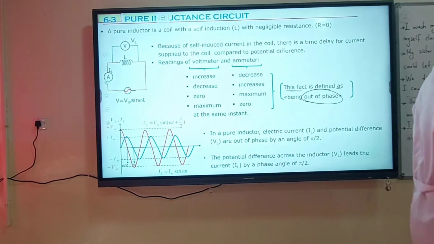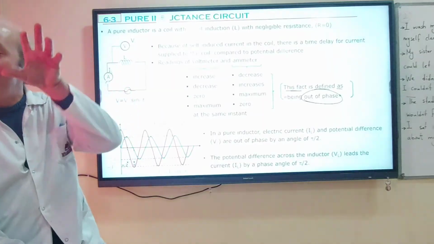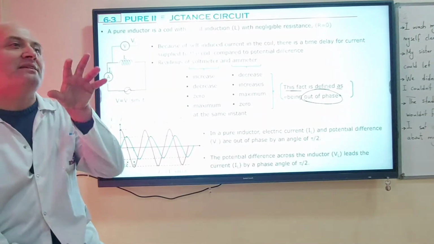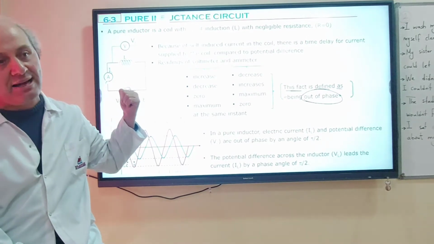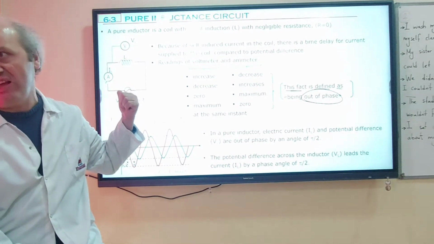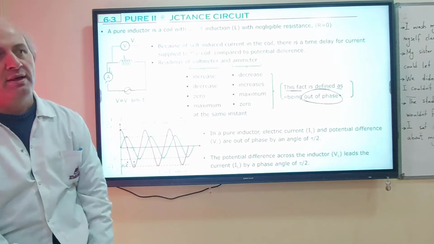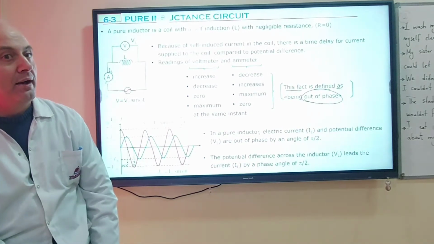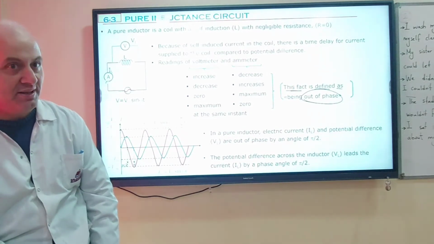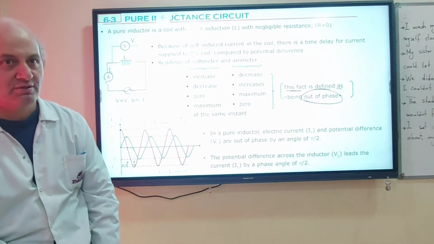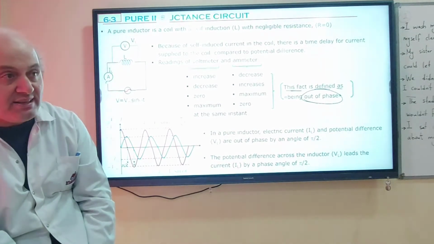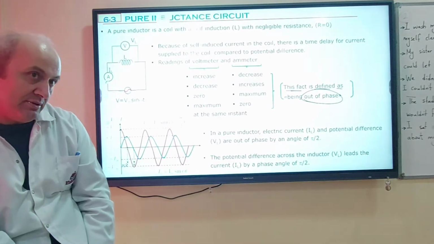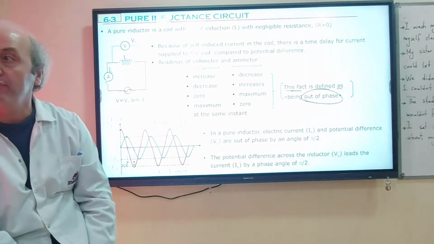But they are in phase in which device? So electric current and potential difference are in phase in pure resistor, but out of phase in pure inductor because of self-induction. So they are different in phase? Yes, they are different in phase, because of self-induction. Electric current and potential difference are out of phase in a pure coil or pure inductor.